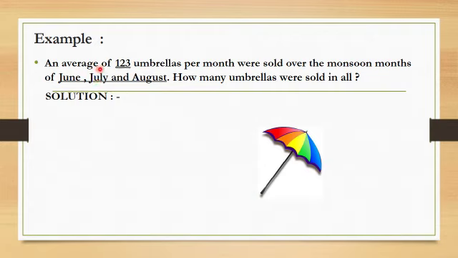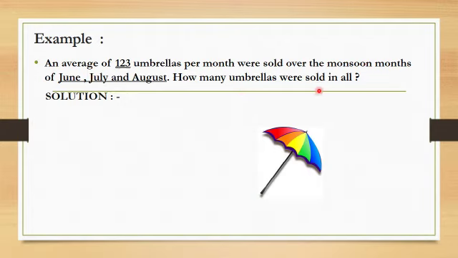The information given here is an average of 123 umbrellas per month were sold. So this number 123 shows the average. The average is given in this question. Then, in the monsoon months of June, July and August, there are 3 months here. The average is there and the number of quantities is given. So now we have to find how many umbrellas were sold in all.